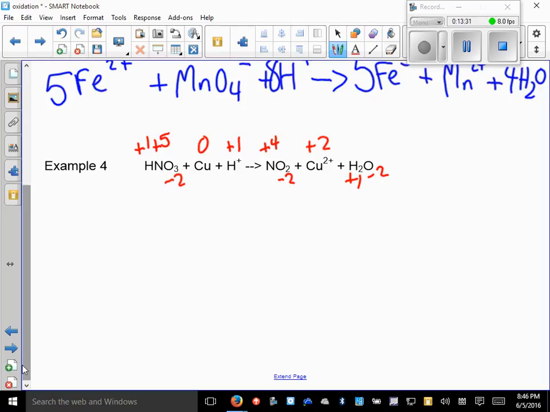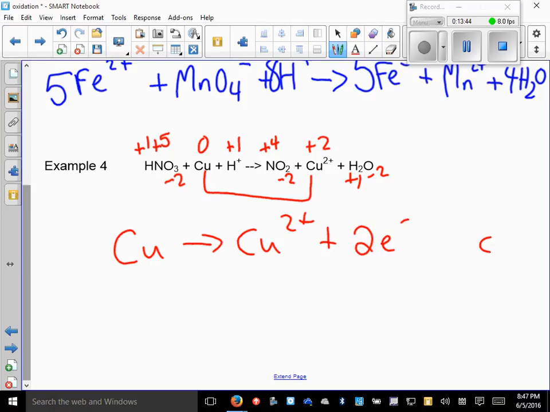Okay, so that shows me now that copper got more positive. It's being oxidized. Cu goes to Cu2+, and there's 2 electrons involved. This is my oxidized. Okay, what is being reduced? The other thing that changes, it looks like, is N's. So involved with N's, we have O's and H's. So we need to include everything with O's and H's in our equation.